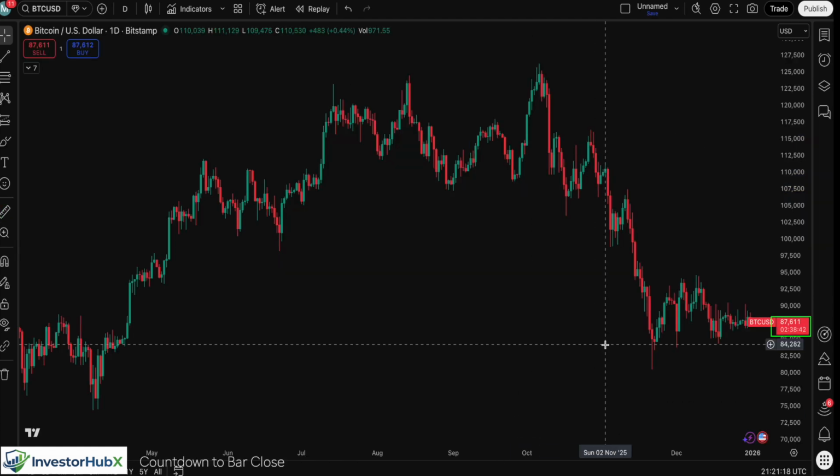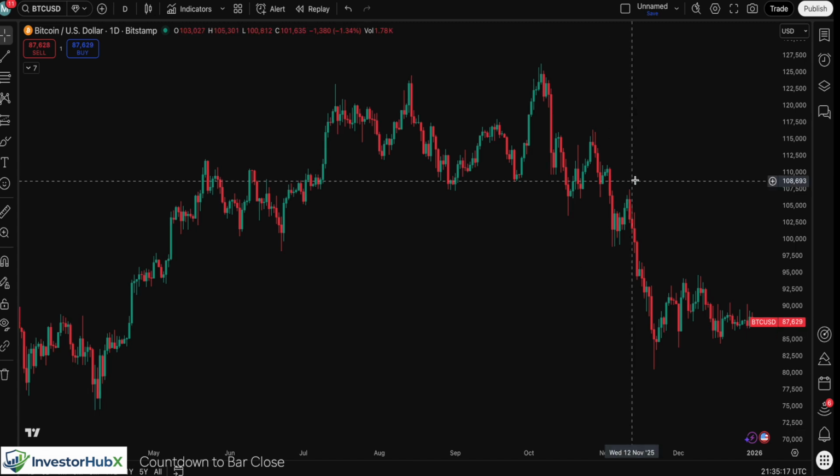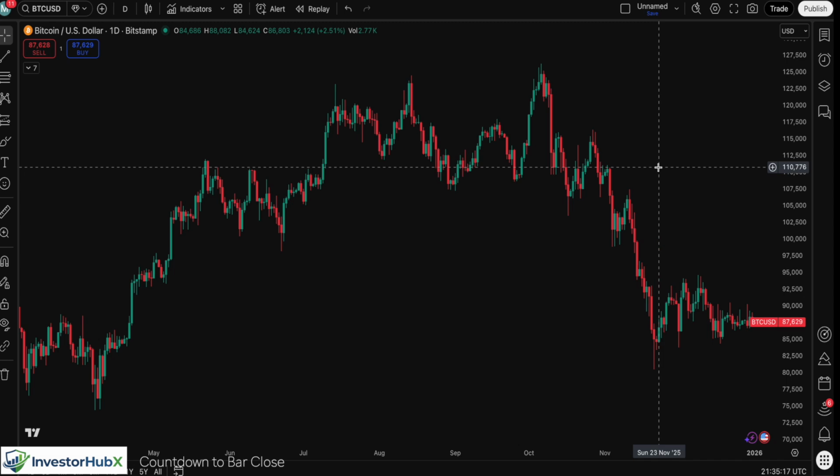At the bottom of the chart, you'll see a countdown timer. This timer shows how much time is left before the current candle closes. Candle closes are important, especially on higher time frames, because price can change significantly before a candle is finished.